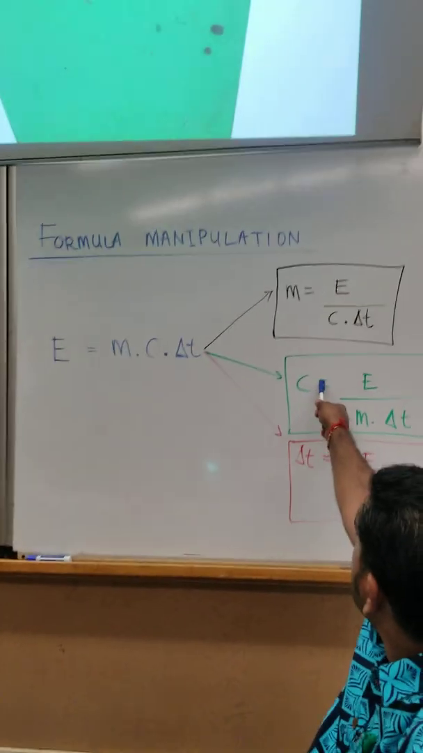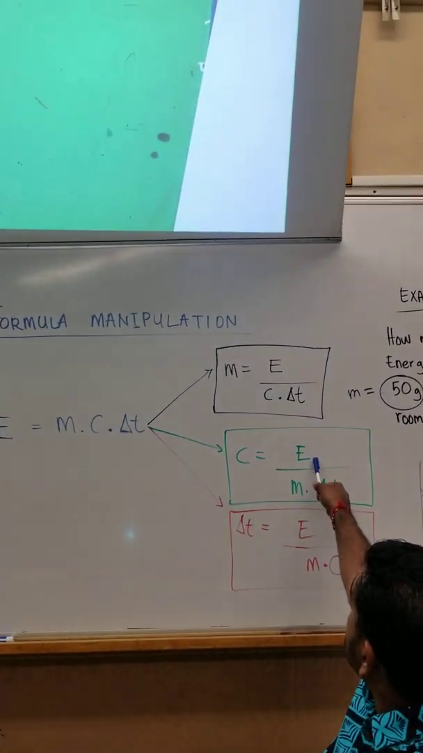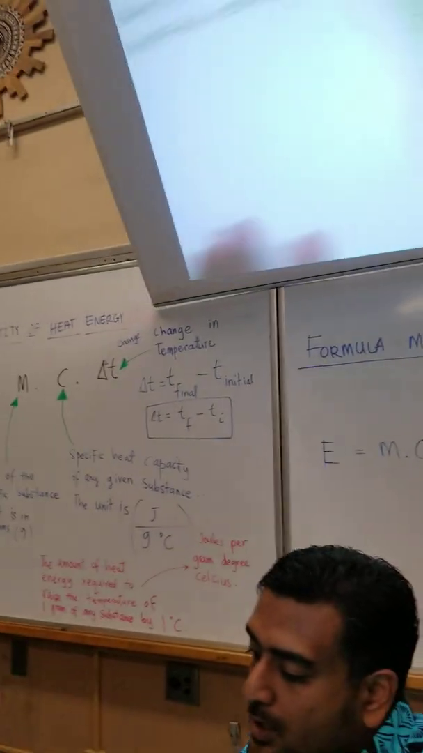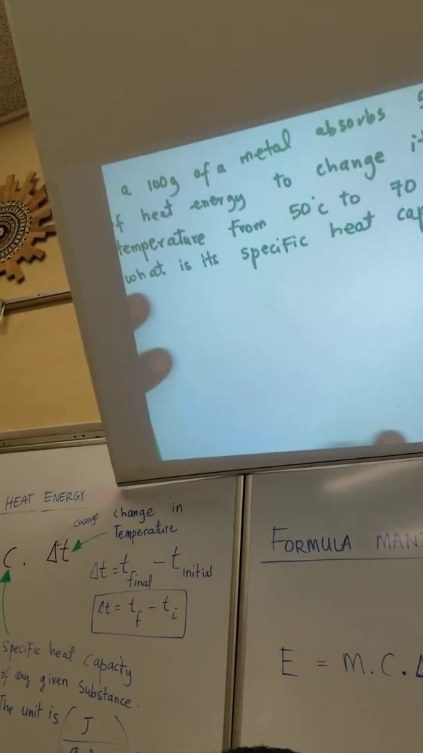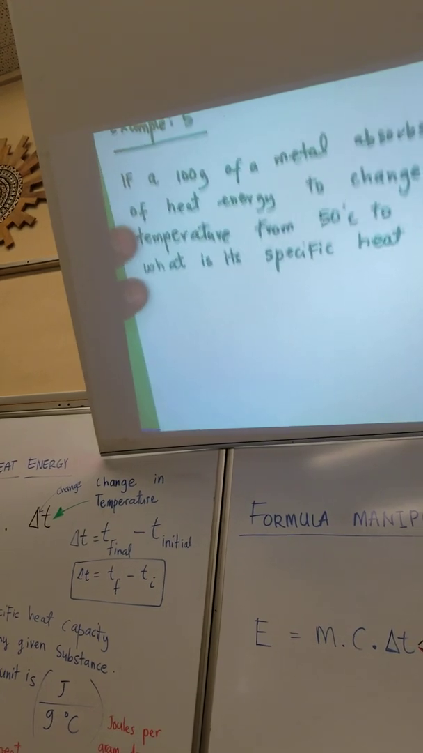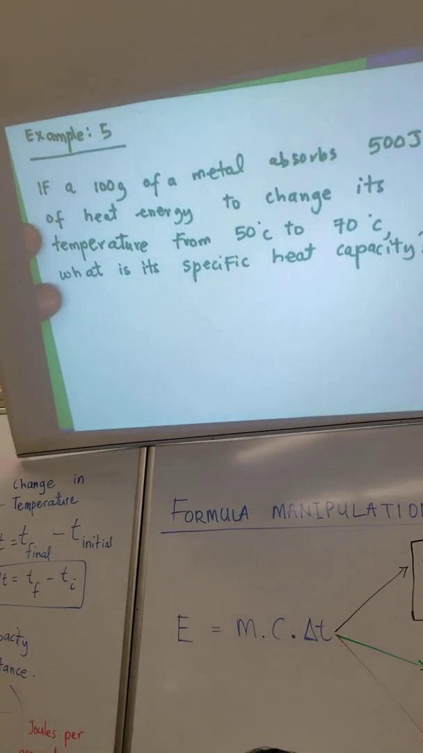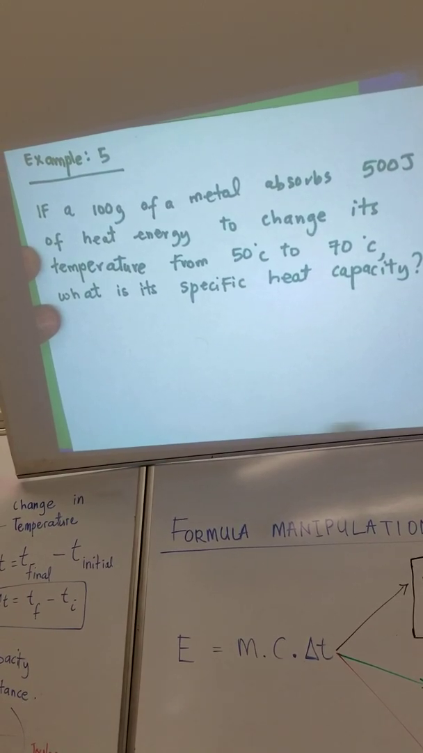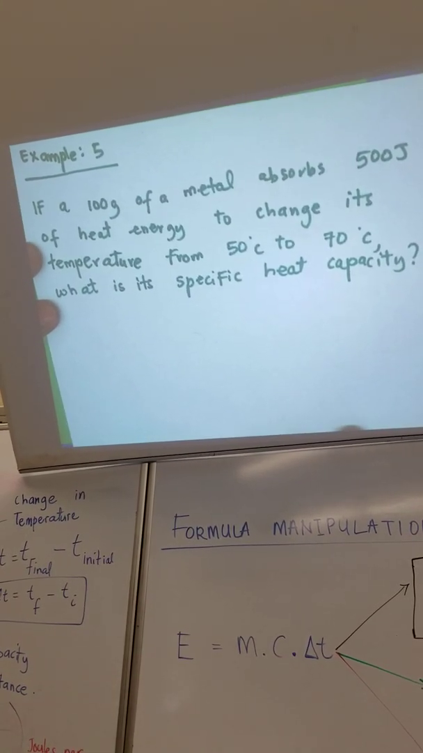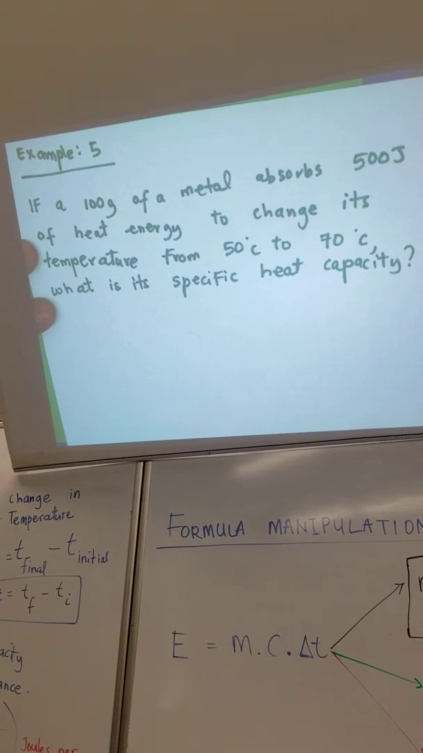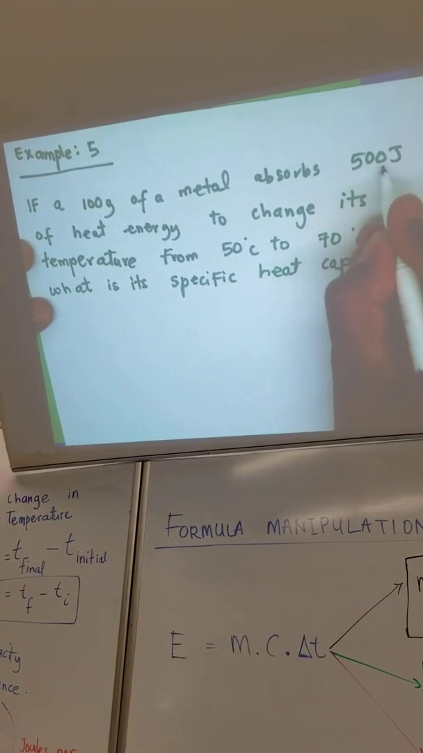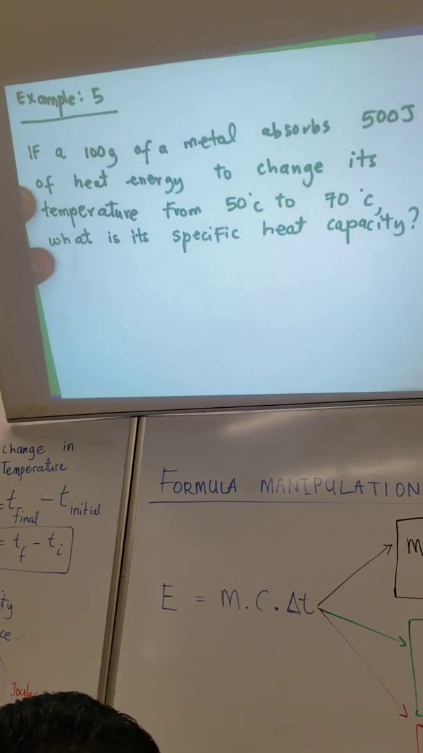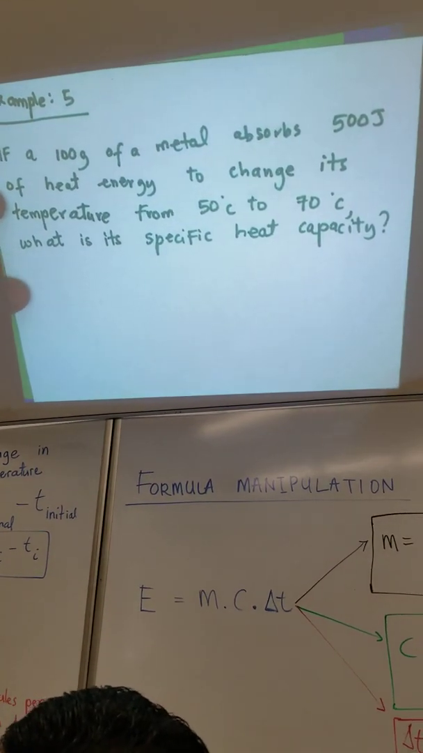So let's look at the fifth variation and the last variation of this unit calculation, specific heat capacity. Specific heat capacity is equal to energy, total energy either lost or gained, divided by mass times delta T. So if 100 gram of a metal, now this is a metal, it's not specified which metal it is. Metals usually have a much lower specific heat capacity when compared to water, which absorbs 500 joules of heat energy to change its temperature from 50 to 70 degrees Celsius. What is its specific heat capacity?